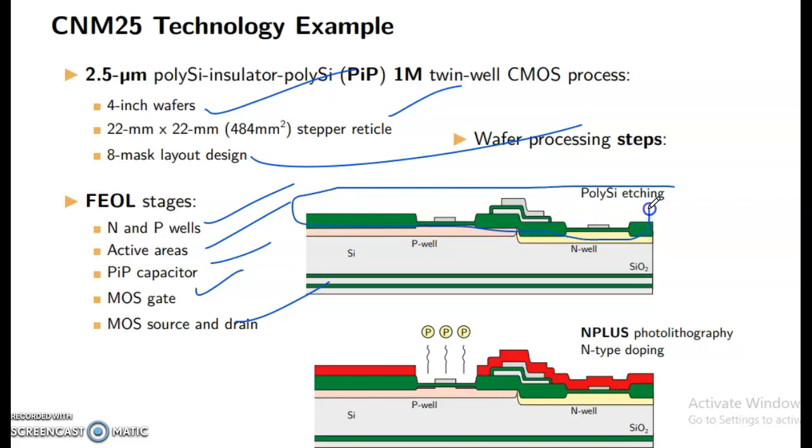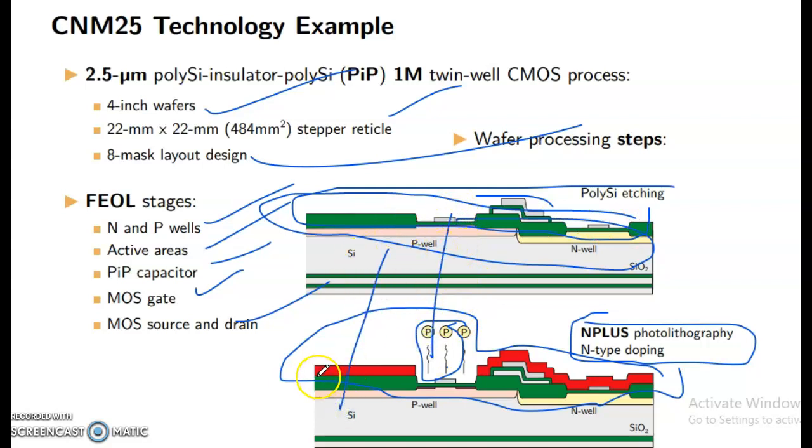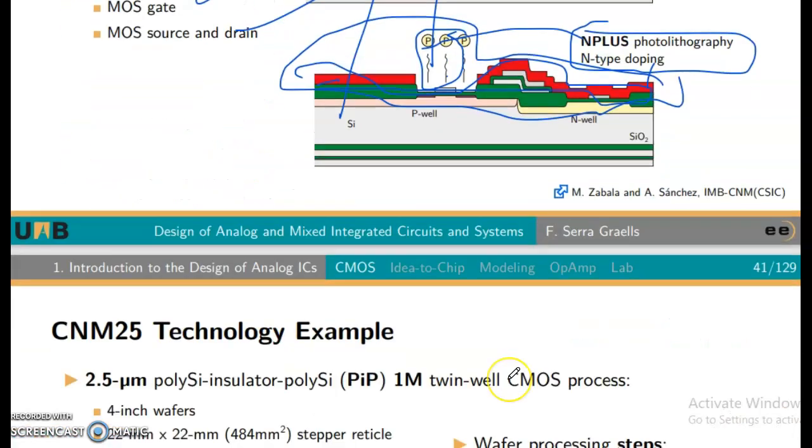Polysilicon after etching, what is going on? N plus photolithography, N-type doping. Yeah, N-type doping. So doping, what are the changes? These might change. Yeah, come back here. Okay. Then resist. This resist not available. So what is this? N plus photolithography, N-type doping. This is the N-type doping. N plus photolithography.